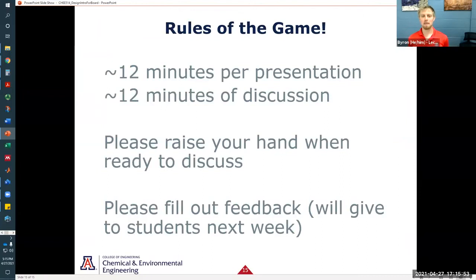Some quick rules of the game. We're going to do about 12 minutes for presentation, 12 minutes for discussion. Please raise your hand when we're ready to discuss if you have questions or would like to add a point. If you don't have that, you can also private message or feel free to unmute yourself if there is prolonged silence. We also have feedback that we'd like to give to all of our students. So please fill out the feedback. I'll give it to the students next week after we've had time to filter through all the comments. All right, that's it.